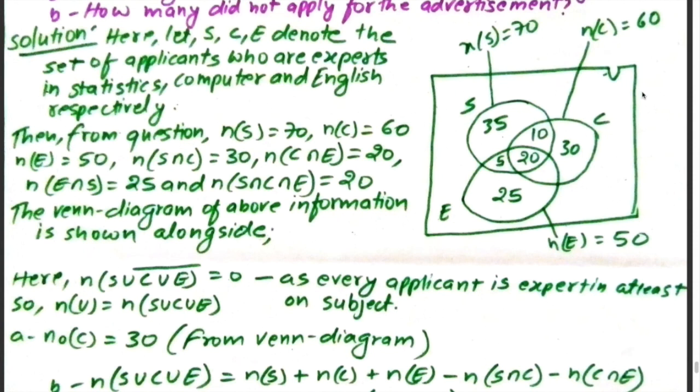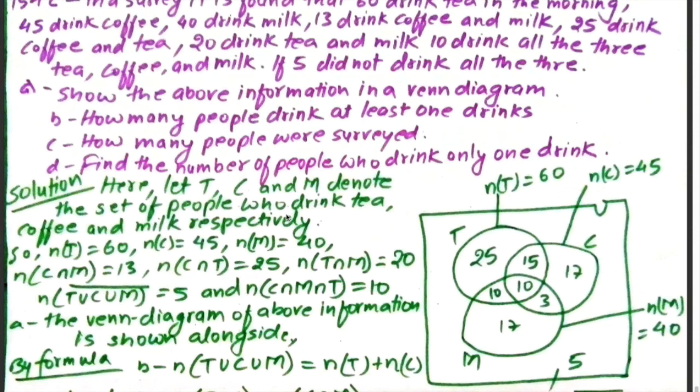Here the big rectangular box is n(U). The first circle is S, equal to 70, the second circle is C, equal to 60, and the third circle is E, equal to 50. Here only S is 35, only C is 30, and only E is 25. But the intersection of S and C is 10 plus 20, and likewise the intersection of E and C.